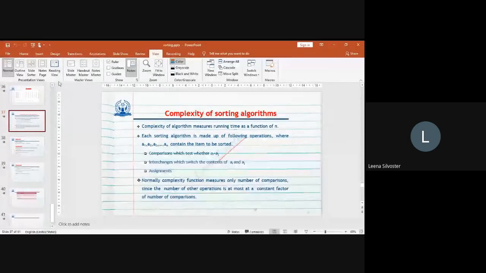Okay, in the last class, we were studying about the different sorting algorithms.